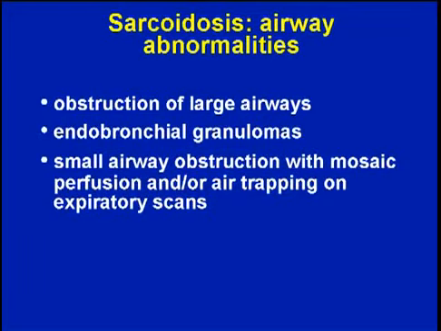These may result in obstruction of large airways. You can have masses of sarcoid granulomas that will obstruct a main or lobar bronchus. You can have small endobronchial granulomas, and small airway obstruction may result from these bronchiolar or airway abnormalities, resulting in mosaic perfusion and/or air trapping on expiratory scans. So sarcoid can result in both large airway and small airway abnormalities.